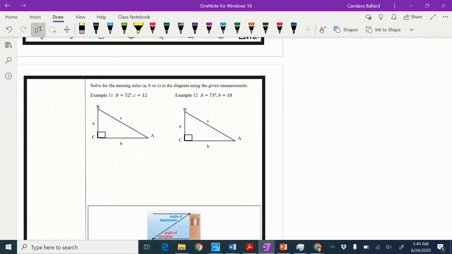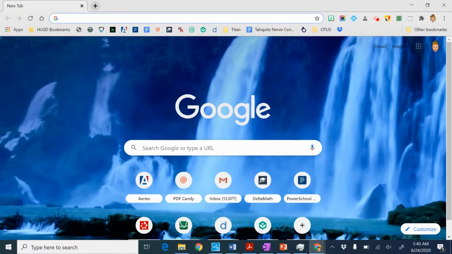So in this part of the lesson, we are going to have to break out our calculators a little bit. So I'm just going to choose to go to Desmos.